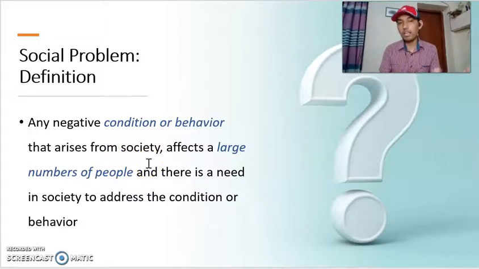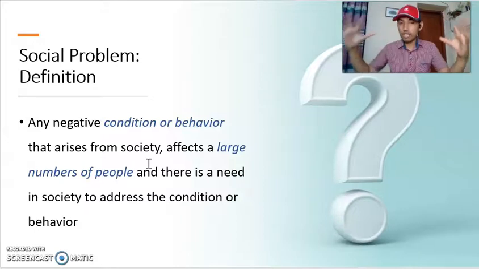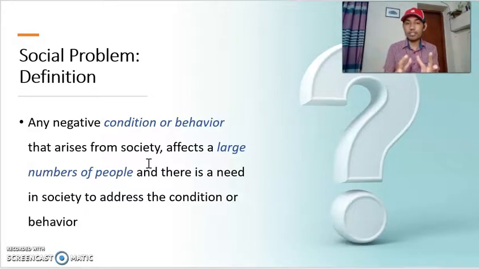How does it arise from society? For example, malnutrition. It is not a factory production thing. Malnutrition arises from society. Maybe a mother is not aware of nutrition. The income and livelihood standard of that family is not up to the mark. As a result, living in a family and a society surrounded by poverty and illiteracy, our children may become malnourished. So it is from society.